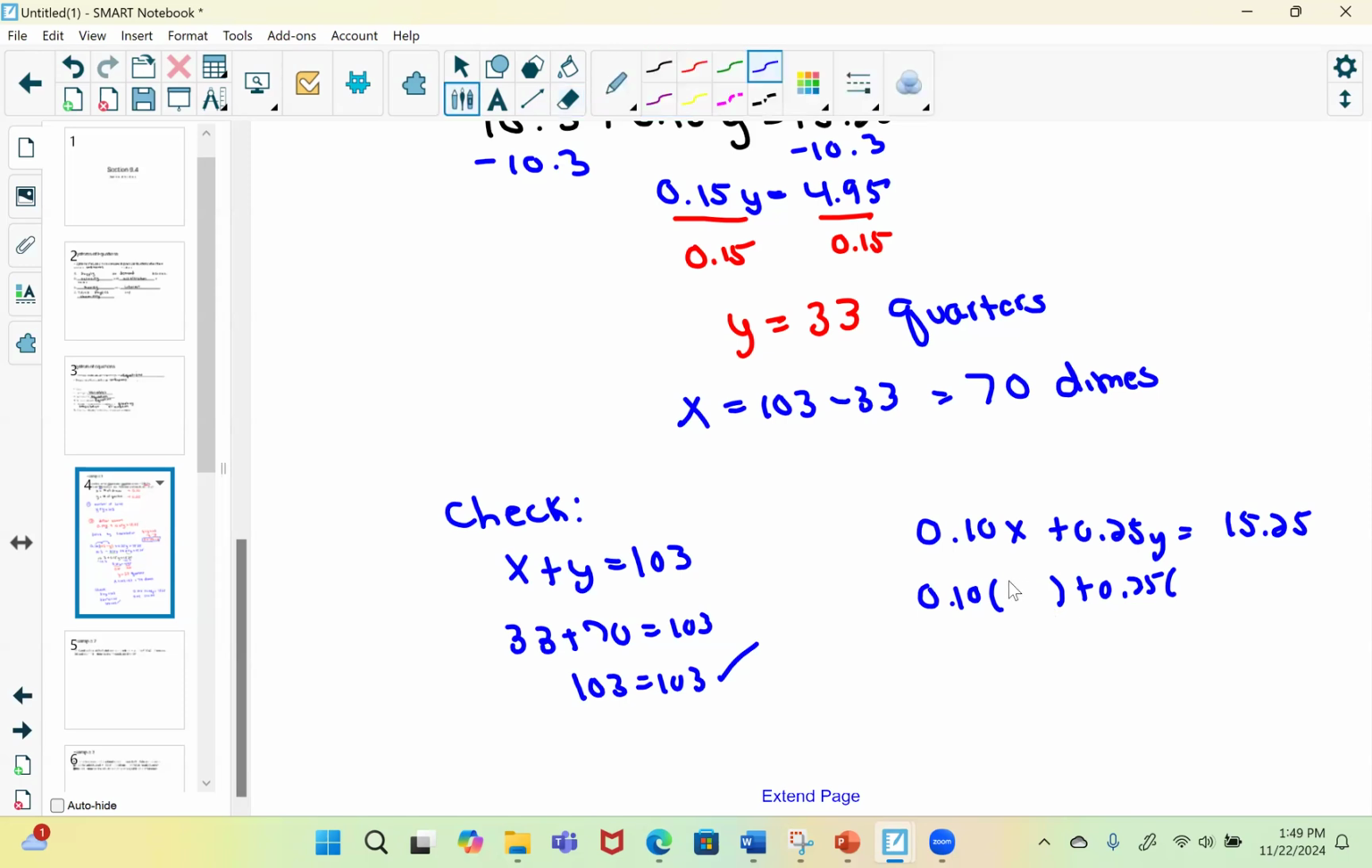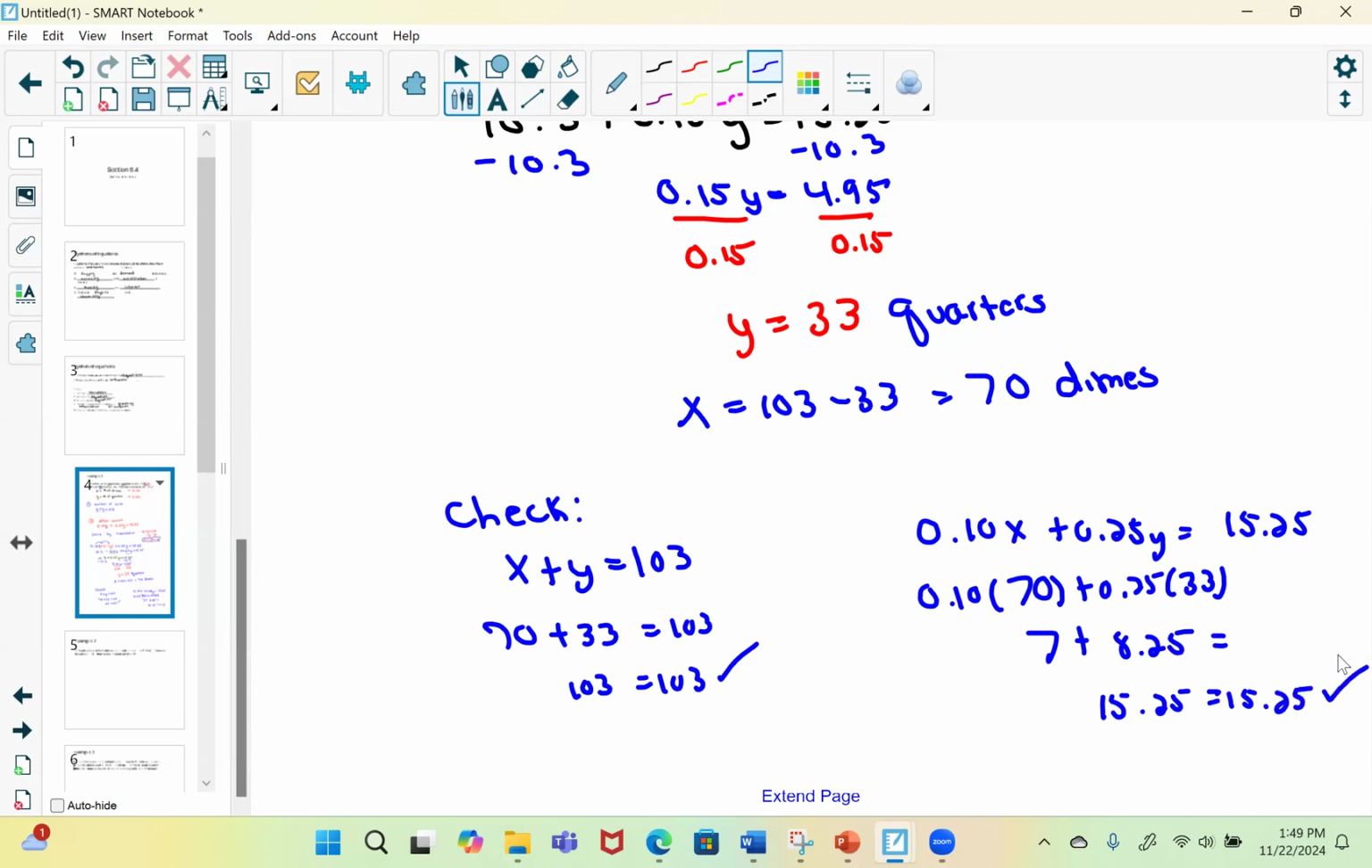Okay, so I switched x and y. x was 70 and y was 33. Okay, I switched it here too, but it won't matter because I'm just adding them. But it will matter in the second one. Okay, so we're gonna do 0.10 times 70, which is 7, plus 0.25 times 33, which is 8.25. And then 7 plus 8.25 is 15.25. So we're good.